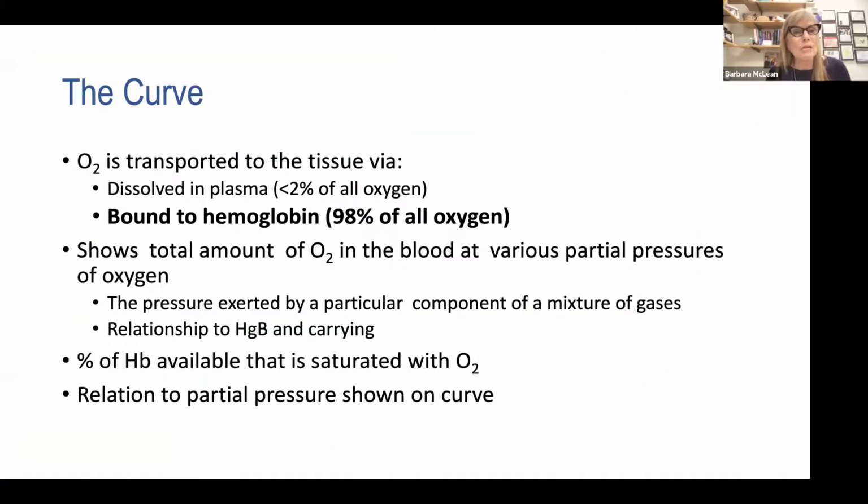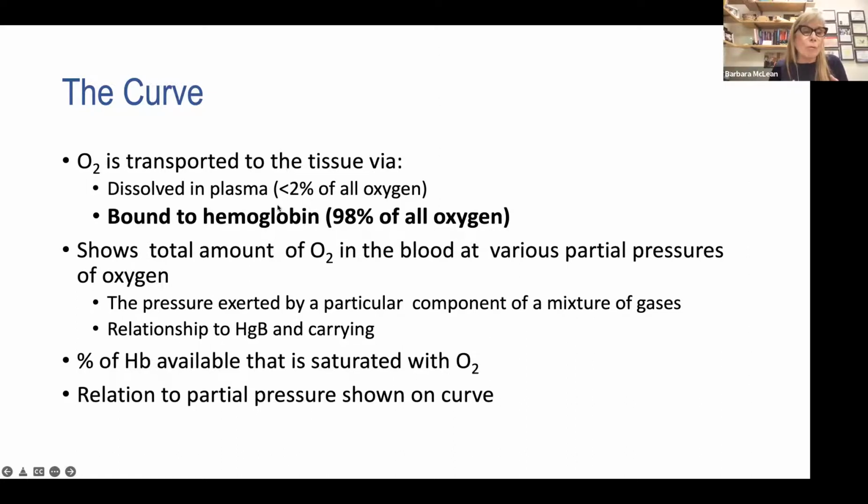Now, we talk about this as a curve, and that curve is referred to as the oxyhemoglobin dissociation curve. Okay, so what? All it means is you have oxygen bound to hemoglobin. That's 98% of all the oxygen in the blood. I'm not talking about 98% saturation. I'm saying out of all the oxygen in the blood, 98% of it's bound, which means it's not usable. It has to be released from the hemoglobin to dissolve in the blood so it can be used by the cell. That's a tiny amount of the oxygen.